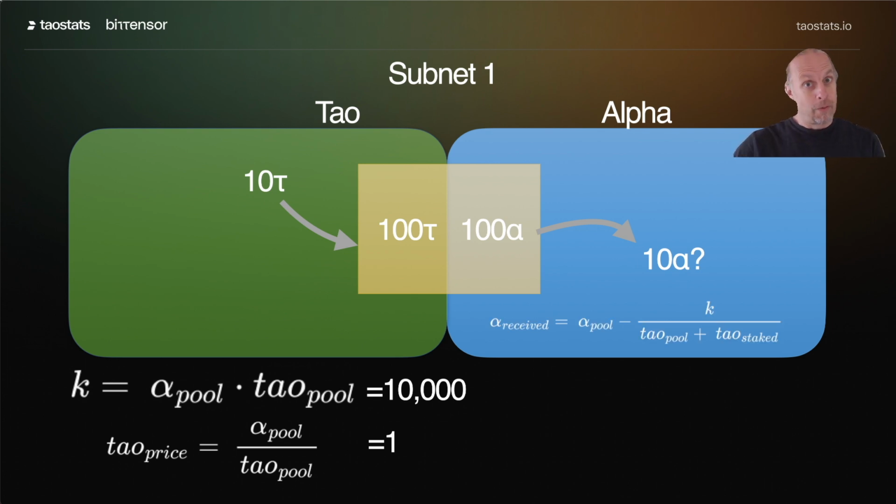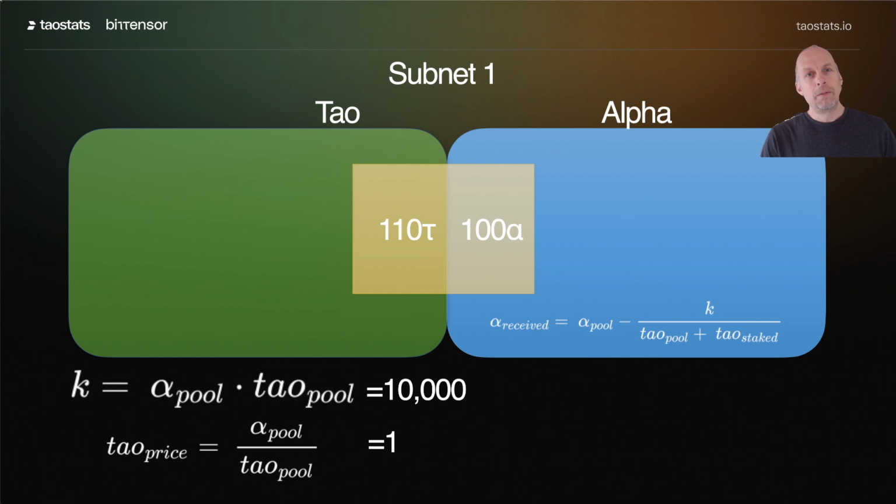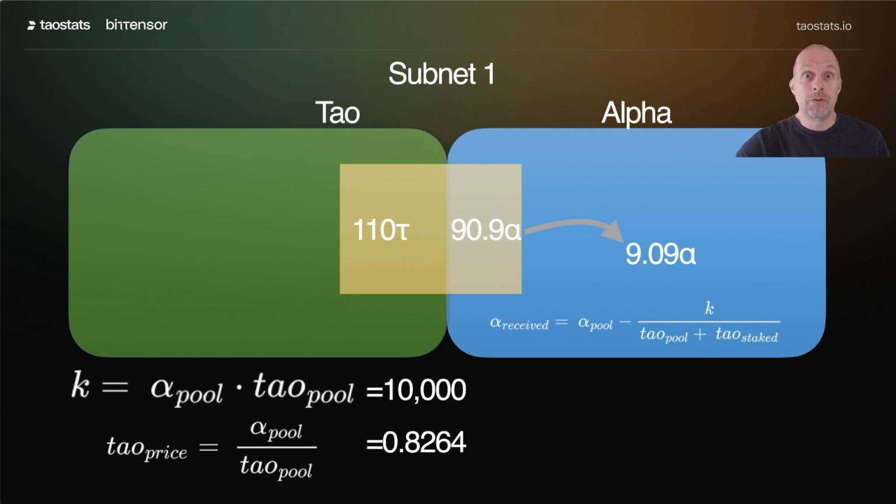What actually happens is this equation, and so let's walk through what's going on here and why we need this equation versus just, hey, the exchange rate is 1, it should just be 10 tau to 10 alpha. So you put 10 tau into the liquidity pool. Now we're at 110 to 100. And so that can't stand because now we have 11,000. If we multiply alpha times tau, that doesn't equal 10,000. So we know we need to expel some alpha to keep that ratio to be exactly 10,000. And it turns out we need to expel 9.09 alpha. And that's going to give us 90.9 times 110 is going to give us 10,000.